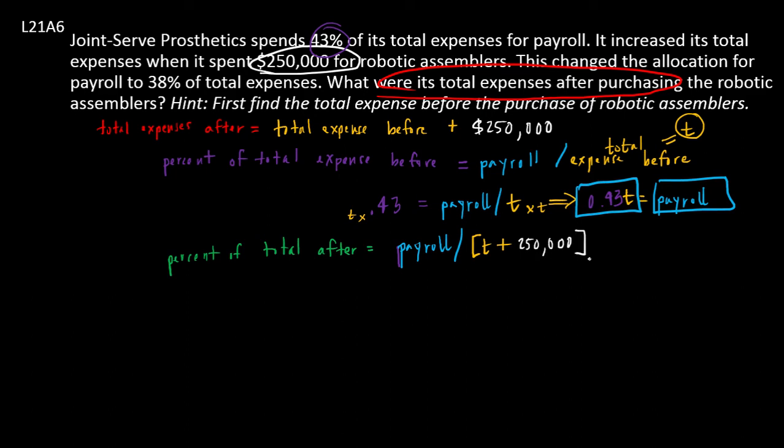Okay, so let's pause here shortly because you may be wondering where I got that from. I'm using the same skeleton of the equation here. To figure out percent of total expenses before, I took payroll and divided by total expenses before. To find percent of total expense after, I still take payroll and I'm dividing it by an expression that's equivalent to total expenses after. So remember, T plus $250,000 is equal to total expenses after. So all I've done is substituted total expenses after for T plus $250,000.